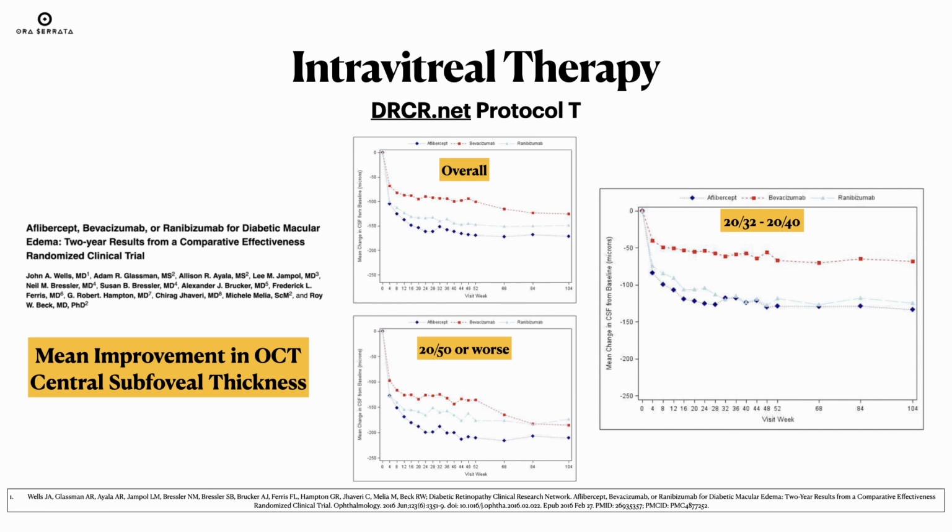So basically what drcr.net protocol T tells us is that if the visual acuity is between 20/32 to 20/40, then we can choose either ranibizumab or aflibercept in such cases, and both of these will give us equal results. However, if the visual acuity is 20/50 or worse, then aflibercept has been seen to give better visual acuity and central retinal thickness reduction outcomes.